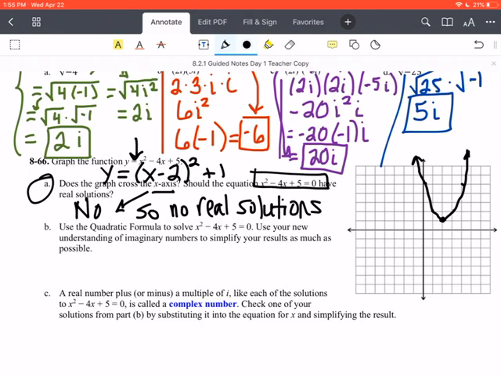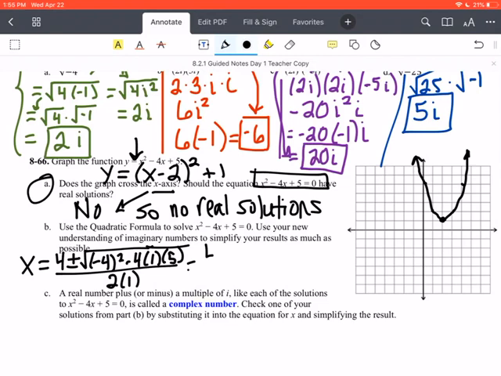So what we want to do is use the quadratic formula to figure out where we're going to see this imaginary solution take place. So this is a good review of the quadratic formula. So we have x equals the opposite of b, which is 4, plus or minus the square root of negative 4 quantity squared minus 4 times a, which is 1, times c, which is 5. All of this is over 2 times 1.